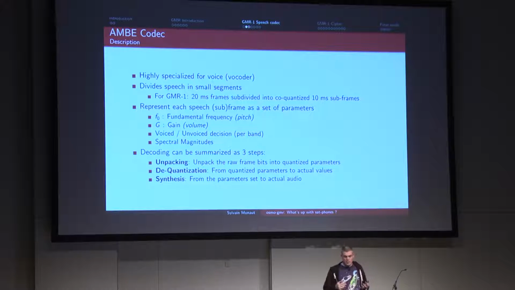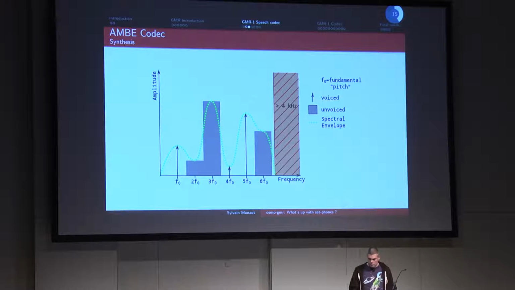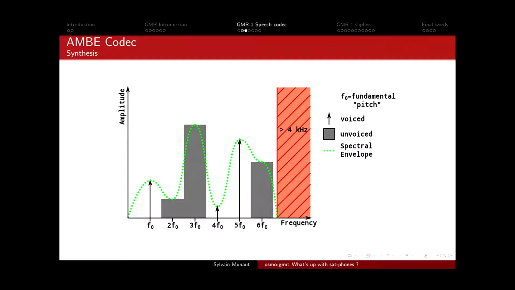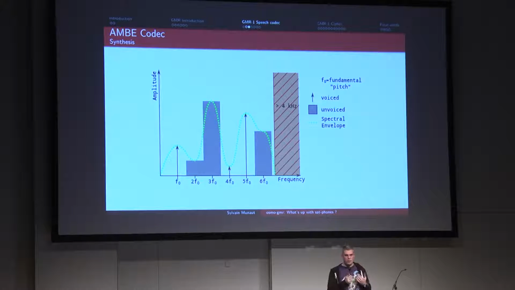And synthesis is taking those parameters and reconstructing actual audio that sounds like the original voice. To do a quick overview of the synthesis step, for each possible harmonic, so F0, 2F0, 3F0, you have the voiced and unvoiced decision. Voiced means you're going to reconstruct that particular frequency as a pure sinusoidal tone, and if it's unvoiced, you're just going to fill that small band with noise, essentially. With that, they can actually reconstruct human voice pretty well.